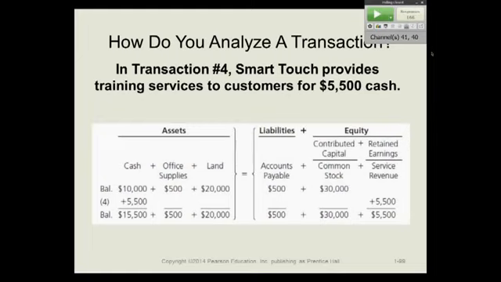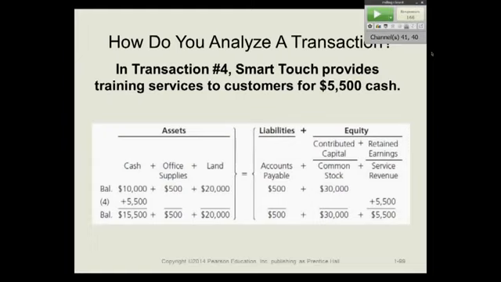The asset inflow right now is what? Cash. It doesn't have to be cash. I could pay you in something else. I could pay you in inventory. I could pay you in shares of stock. But I'm paying you in cash. Cash goes up, and so does service revenue.